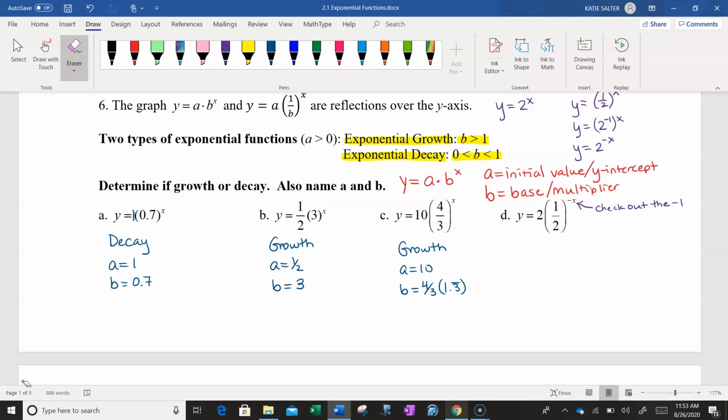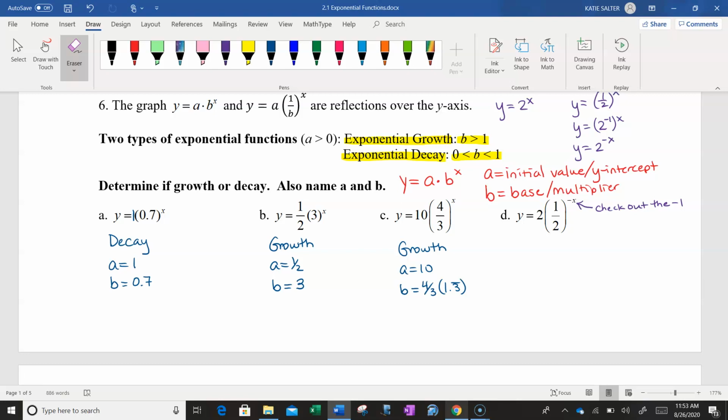Check out D. When we first look at it, I'm like, ooh, that's a decay. The multiplier is 1/2. But notice that it has a negative up in the x. So remember, if you have a negative inside the function, it reflects over the y-axis. So originally, if that negative wasn't there, it would be a decay. But when I reflect it over the y-axis, it's actually going to be a growth.